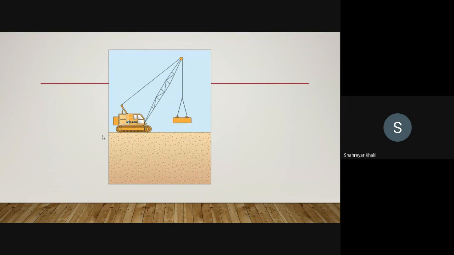This is the animation. The 15 to 20 ton weight is raised above, and then it is dropped from a height. So this is how the compaction is done. The particles come close together and the compaction is done. This is dynamic compaction.